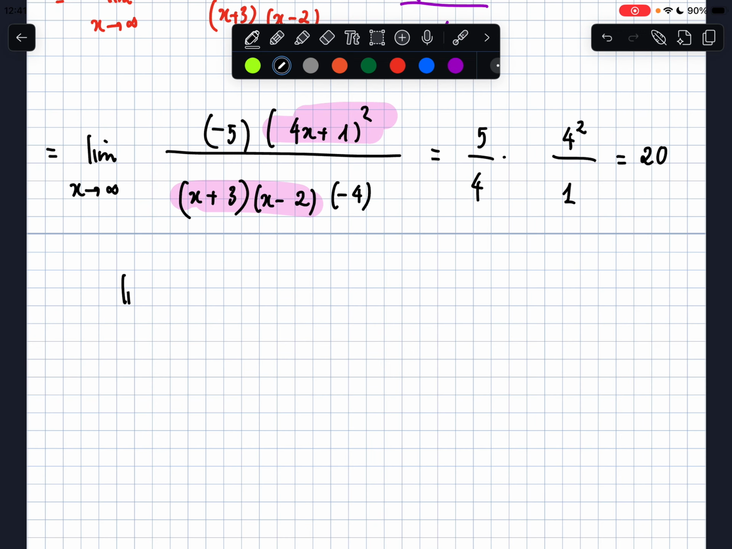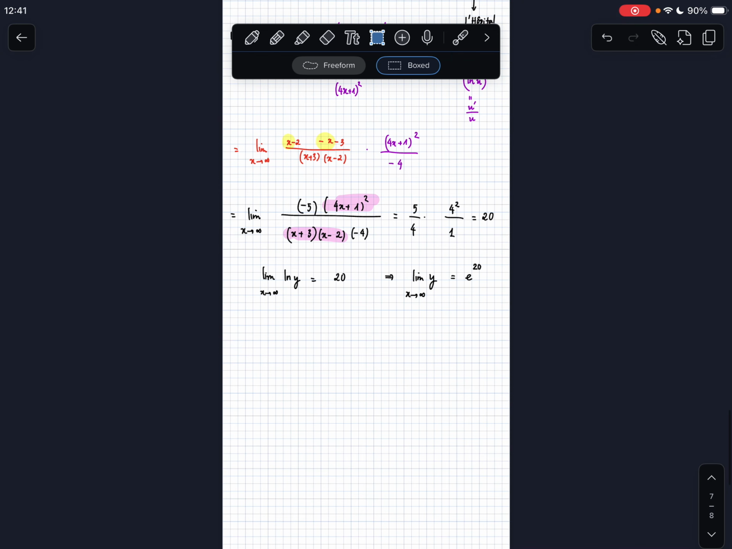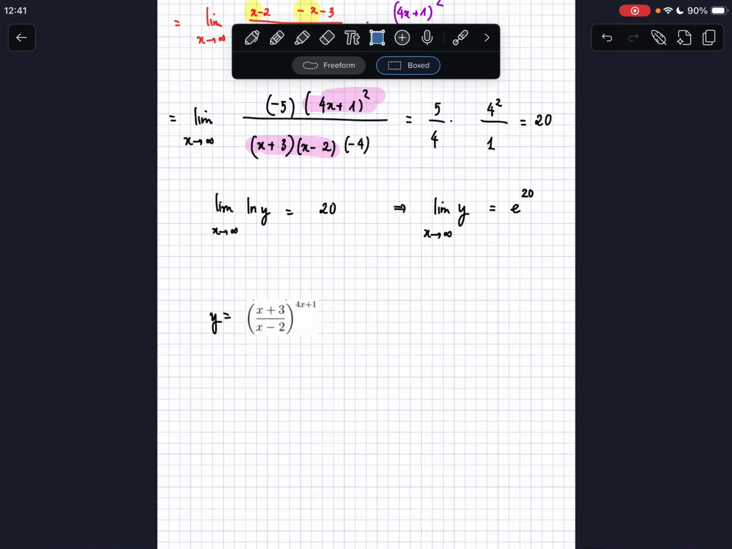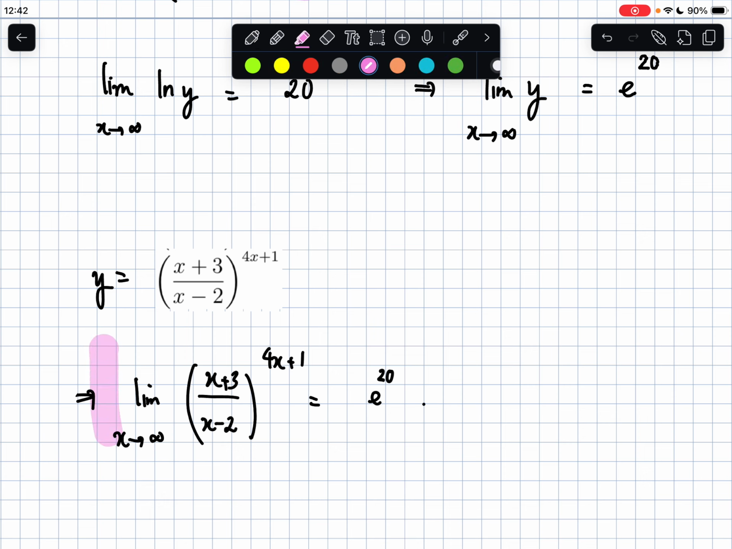So we got the limit of ln y as x tends to infinity is 20, which means the limit of y as x tends to infinity is e to the 20. So the limit you need to compute here, the limit of ((x plus 3) over (x minus 2)) to the power 4x plus 1, is equal to e to the 20. This is our final answer.